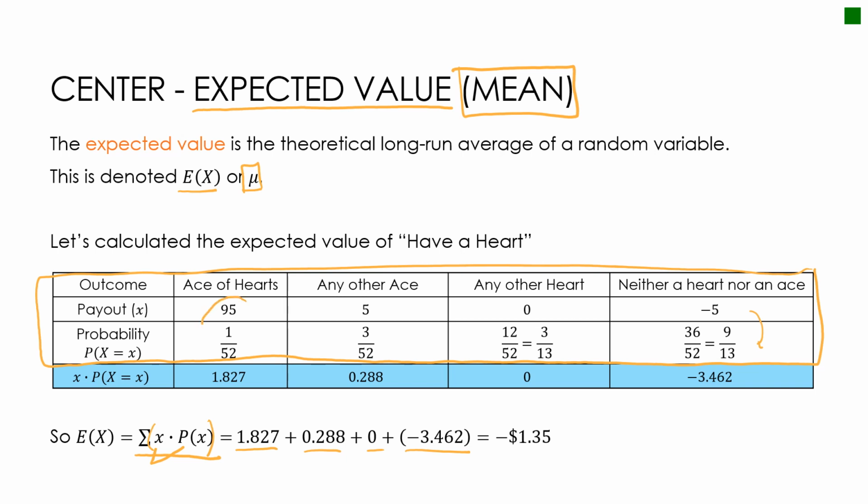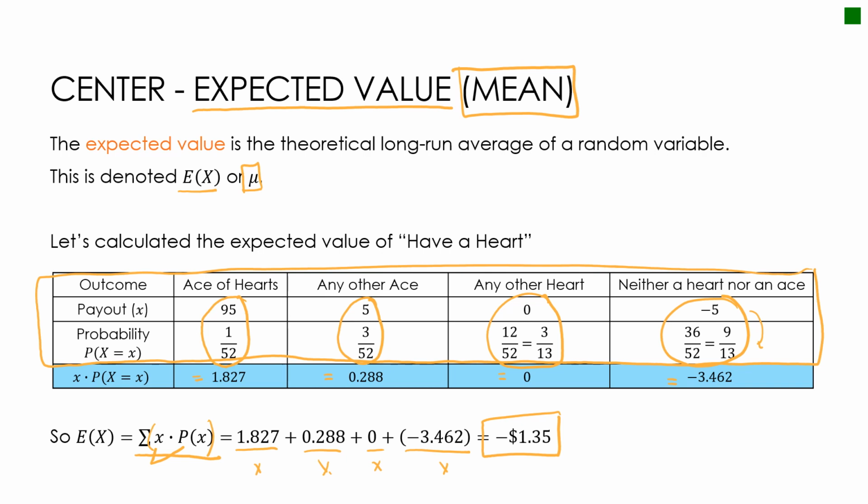So here I've taken 95 times 1 over 52, and that gave me 1.827. So I wrote that number here. Then I took 5 times 3 over 52, which gave me 0.288, and I wrote that number here. And then 0 times really anything is 0, so I wrote that number here. And then negative 5 times this fraction, either one, either before or after I reduce, and I get negative 3.426. And what I want to do then is I want to add up all of those numbers, and I get negative 1.35. So what does that mean exactly?